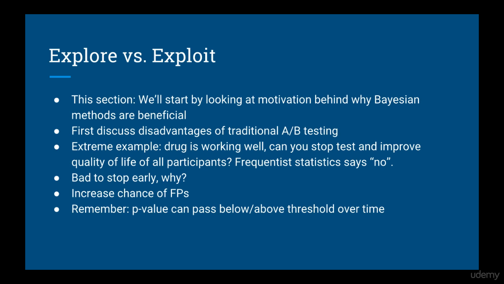Recall why it's bad to stop early. It's because it's possible for an A/B test to show significance when there isn't any, which we call a false positive. It's also possible for the p-value to go below the significance threshold and then back up.